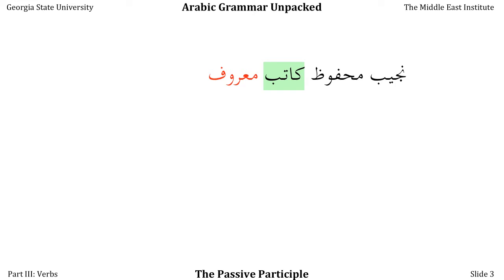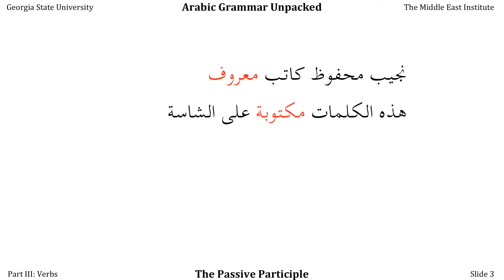Katib is the ism fa'il, or active participle of the verb kataba. He's a writer. But the next word in red, ma'ruf, is what we call the ism maf'ul, or passive participle. It is the person or object who has had that action done to them. In this case, we have the root ayn, ra, fa, to know. This person has been known, and is a way of saying well-known or famous in Arabic.